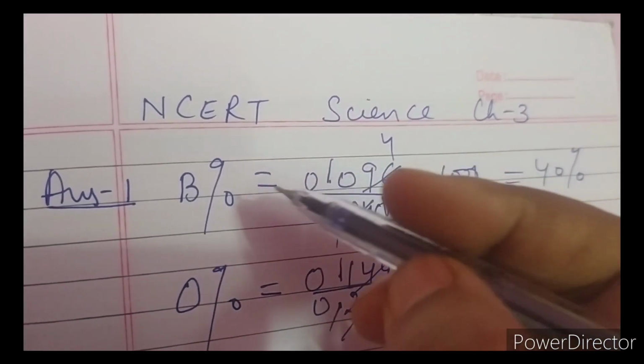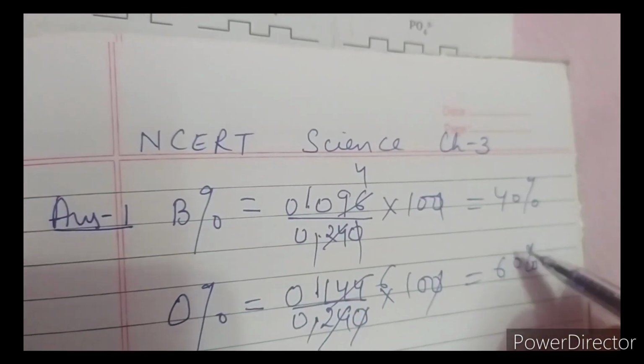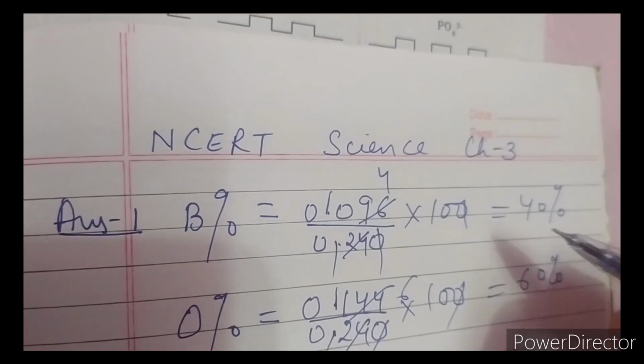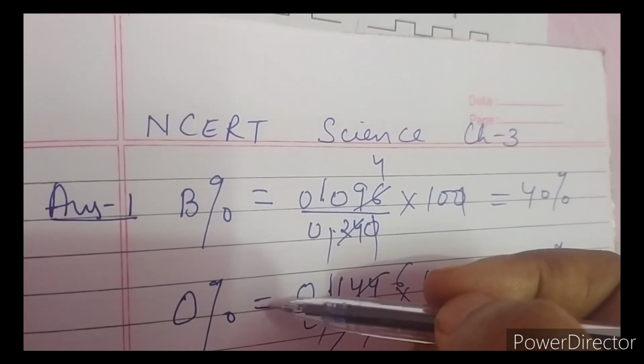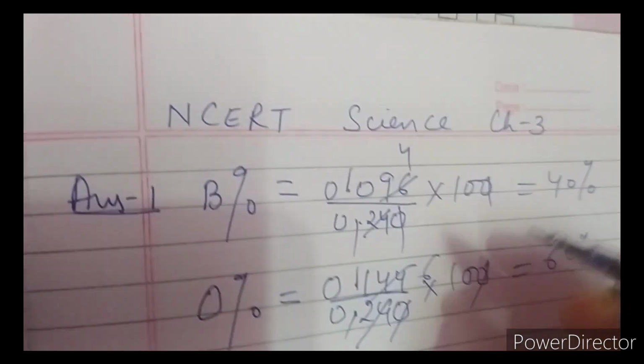So the entire percentage of all the elements in a compound should come out to be 100%. This is 100%. 60 plus 40, it means that my answer is correct. So boron percentage and oxygen percentage is the weight of boron and oxygen divided by total weight into 100.